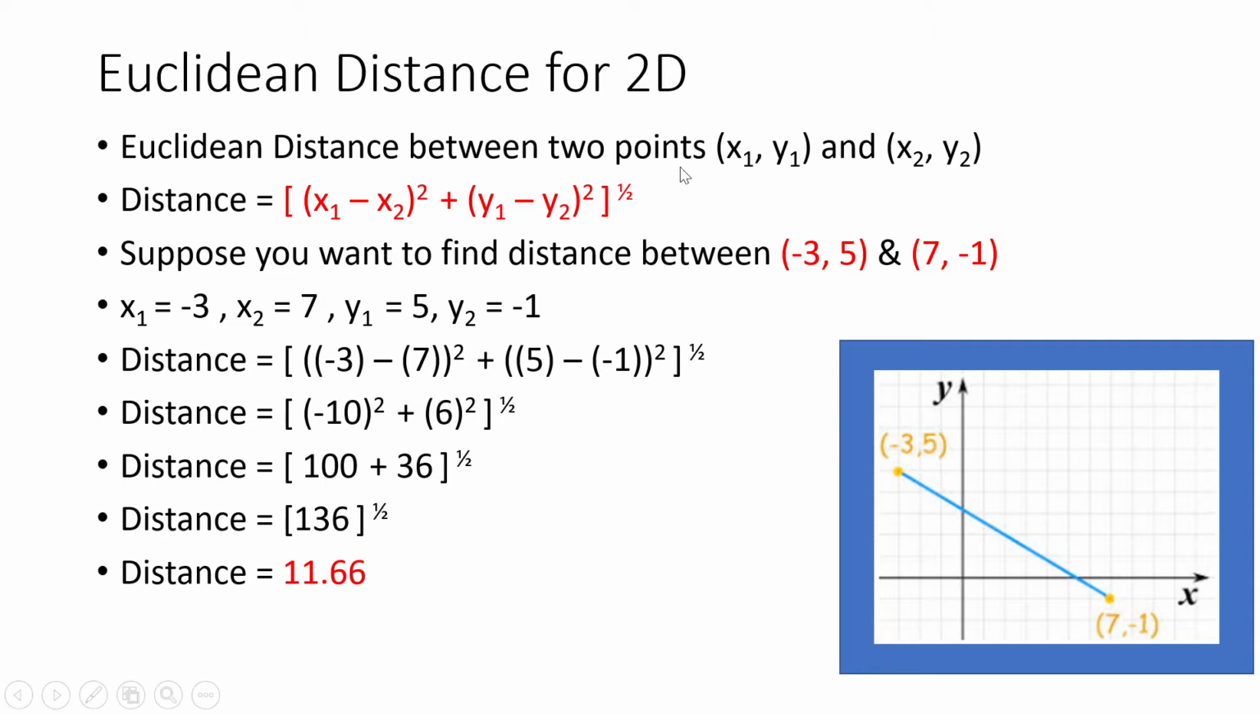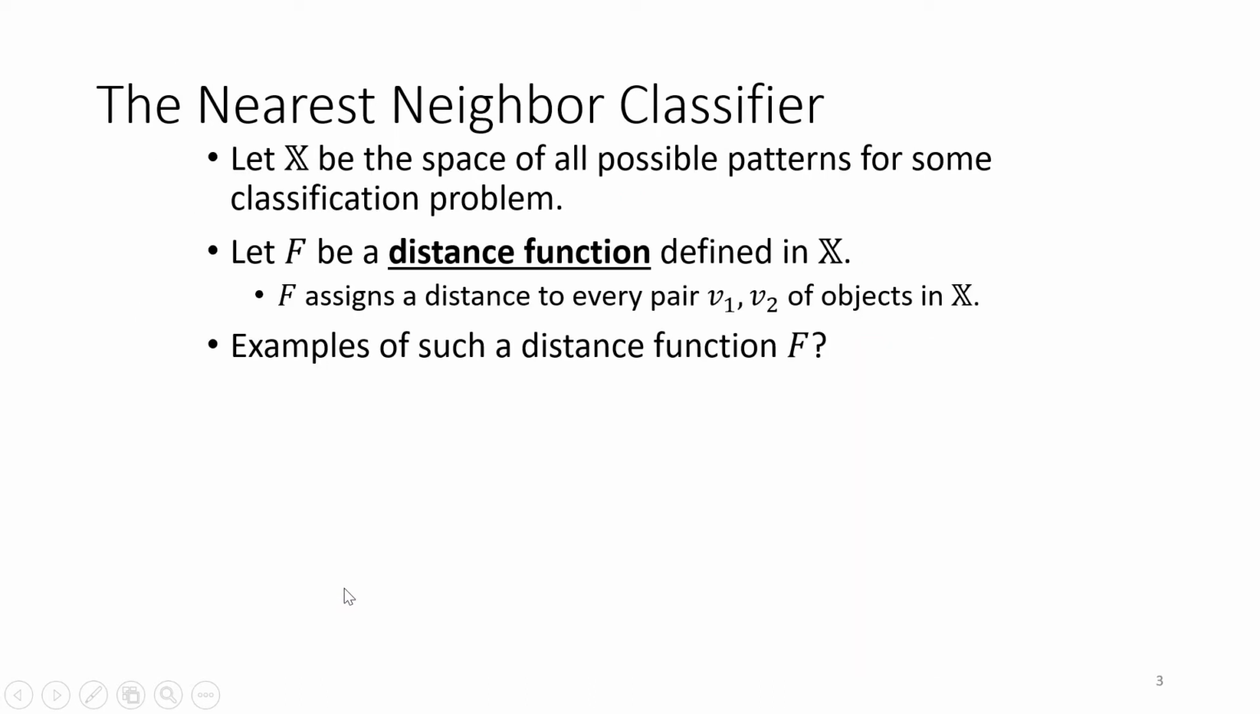The distance between 2 points (x1, y1) and (x2, y2) is ((x1 minus x2) the whole square plus (y1 minus y2) the whole square) to the power of 0.5. Suppose you want to calculate the Euclidean distance between (minus 3, 5) and (7, minus 1). Over here, x1 is equal to minus 3, x2 is equal to 7, y1 is equal to 5, y2 is equal to minus 1. We plug in these values in this formula and this formula gives us the distance to be 11.66.